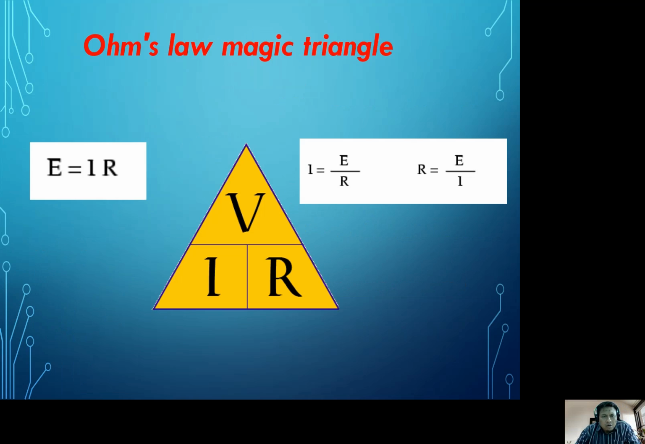So the Ohm's law magic triangle: E equals I R. E or V is the same. If we close the part you want to find, for the current, the formula becomes E over R. Or if you want to find resistance, the formula becomes E over I.